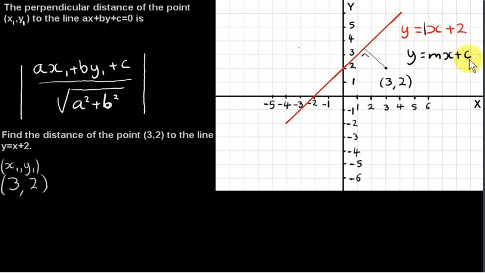By the way, the c for the line in this form is not the same as the c for the line in the form that we need to get it into. The two c's are very different. It's just unfortunate that the same letter is used.